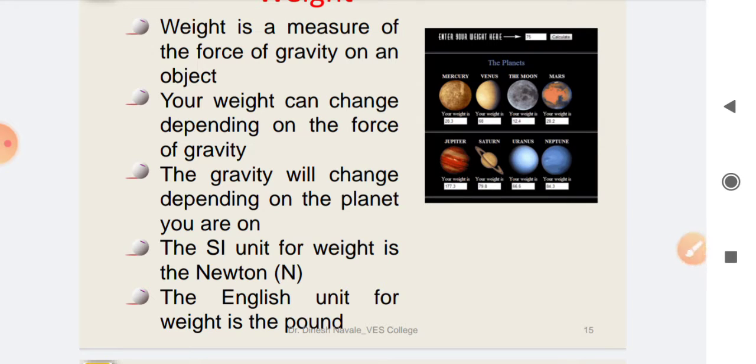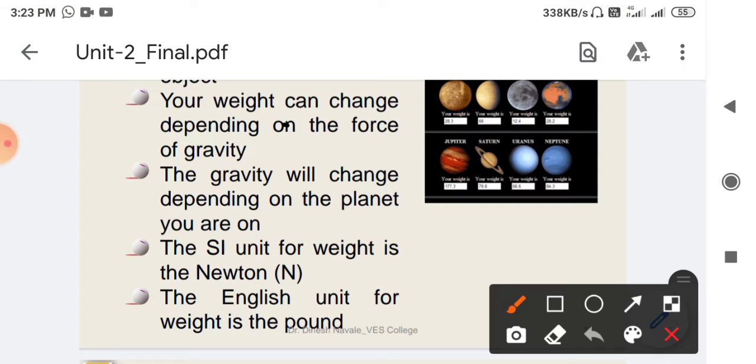And why is it so? Because weight is considered to be the force acting on that particular object, and the force is nothing but gravitational force. So your weight can change depending upon the force acting on the given substance, and here the force acting is the gravitational force. The gravitational force will change depending upon the planet that you are on.